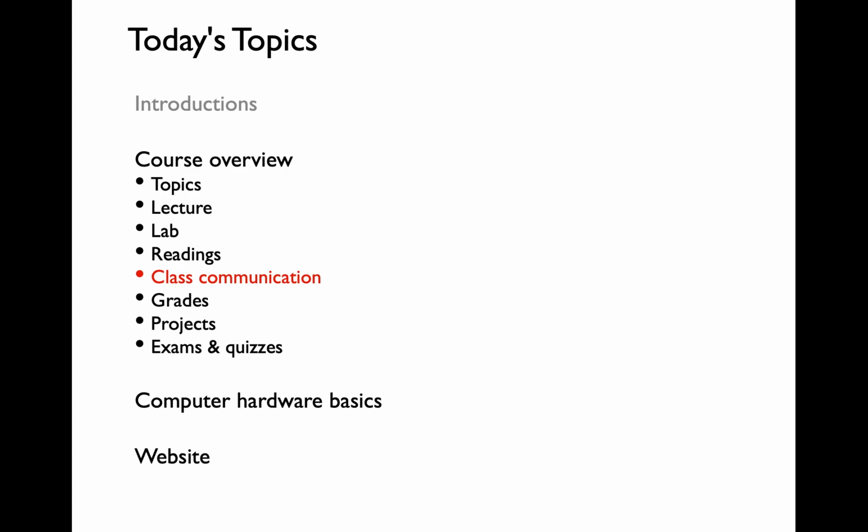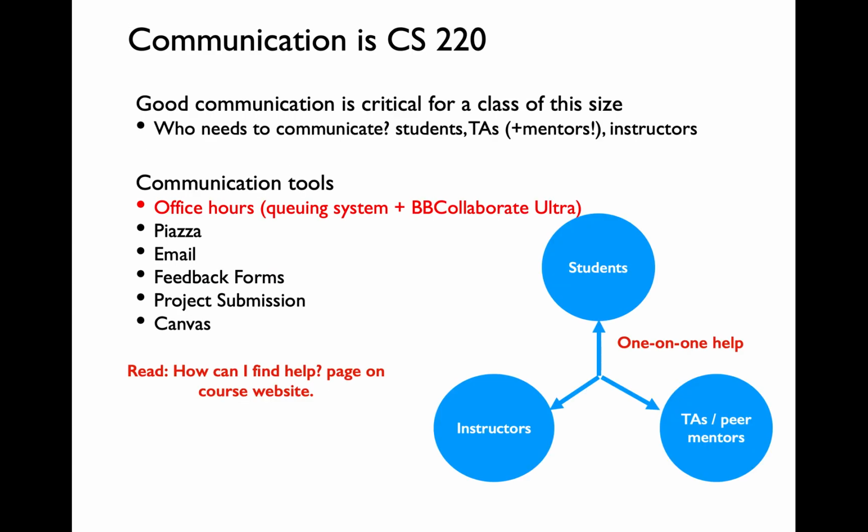Let's talk about class communication. This is a very large class. Currently, there are 730 enrolled students put together in CS320 and CS319. Good communication is very critical for managing a class of this size. We want all of you to understand the communication aspects of this course clearly.